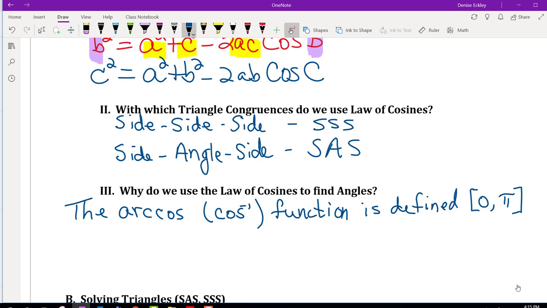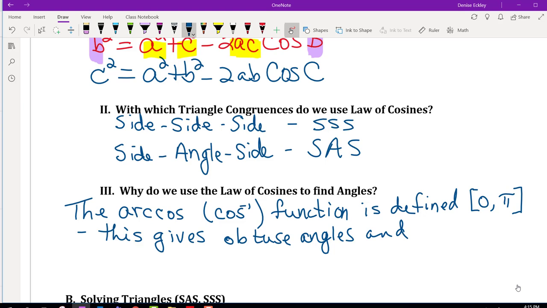This will give us obtuse angles and acute angles. So it'll give us any angle that is in a triangle, because they're anywhere from a little more than 0 degrees to a little less than 180. Remember, all 3 angles have to add up to 180.